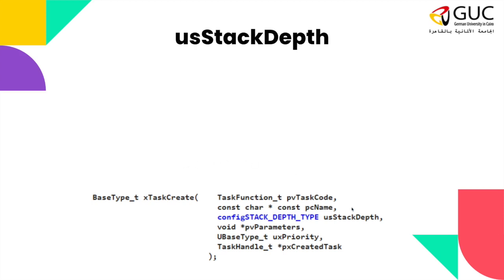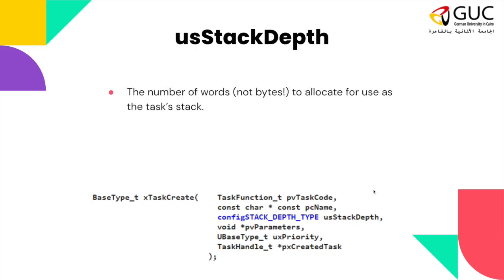So now let's see what is the role of the third parameter, which is stack depth. The number of words, not bytes, to allocate for use as the task's stack. So actually for each task you try to implement, you need to allocate some sort of space from the memory. So any internal calculation occurring inside this task will use the allocated space, and it cannot use more than the allocated space. So take care, because you may assign a small amount of memory space to a certain task, but it needs a larger space, therefore it will not perform its correct functionality.